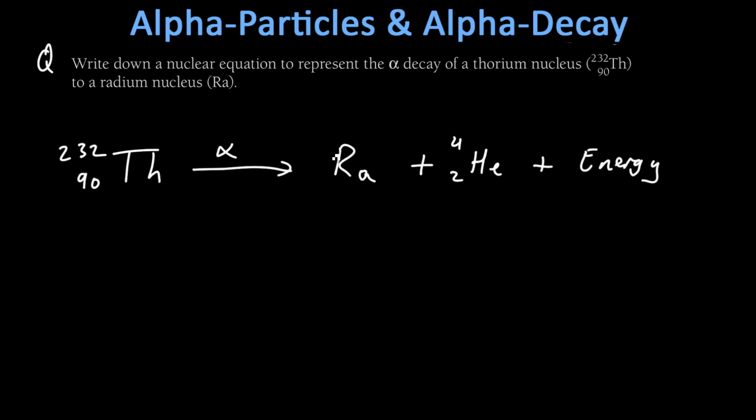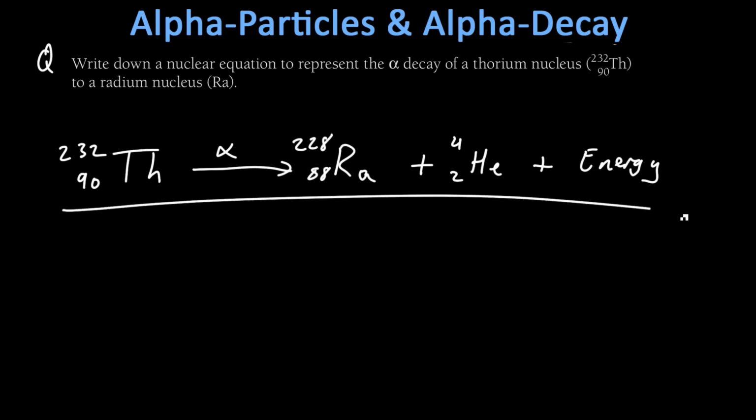So our goal, without looking at the periodic table, is to work out what the proton number is and the nucleon number is for this radium nucleus here. So because thorium loses a helium nuclei, it gets transmuted into this radium nucleus here. It loses 2 protons from the nucleus. So that gets reduced to 88. The nucleon number loses 4 particles from the nucleus. So 232 minus 4 becomes 228. And that's our completed nuclear equation.